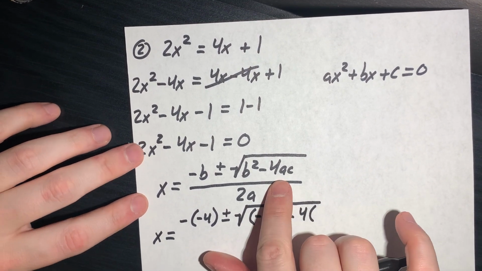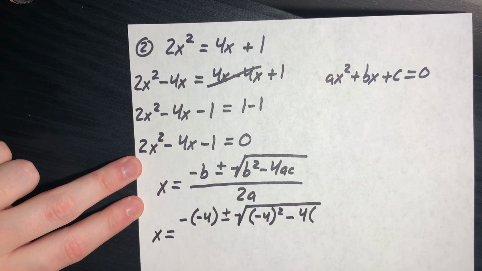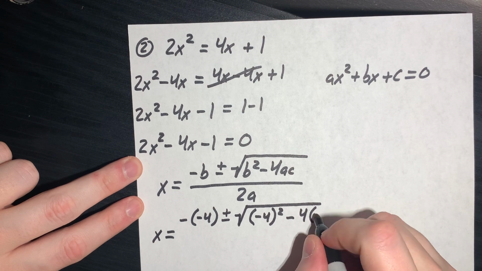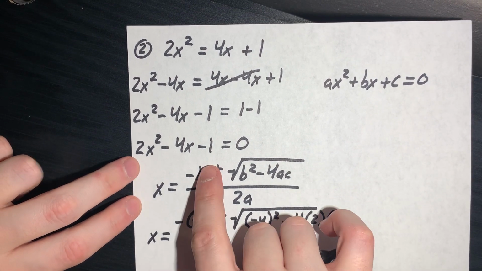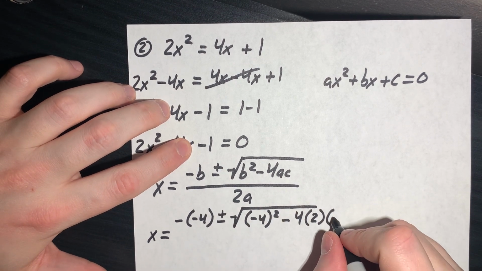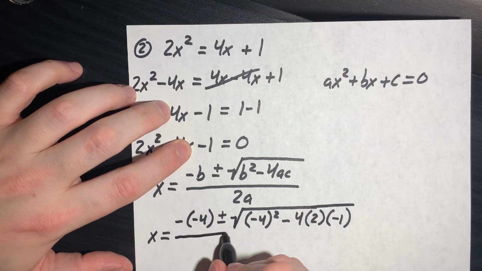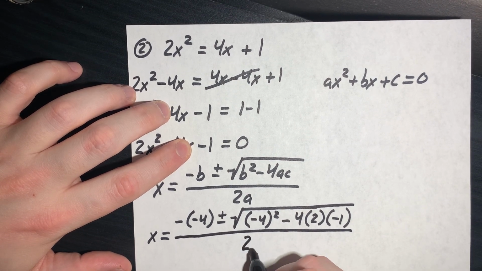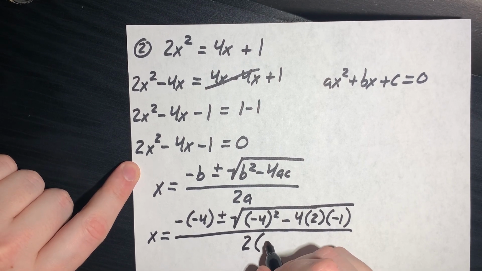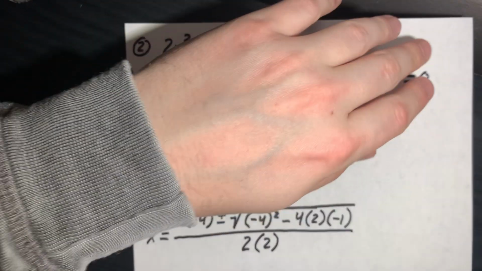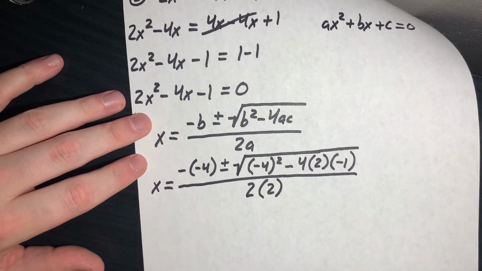-4. What's our a value? Our a value is going to be 2. Remember, our a value is the coefficient of our quadratic term. And then we've got our c value, in this case is going to be -1, all over 2 times our a, the coefficient of the quadratic term, which is 2. Okay, so now all of our values are plugged into the function, and we are ready to solve.